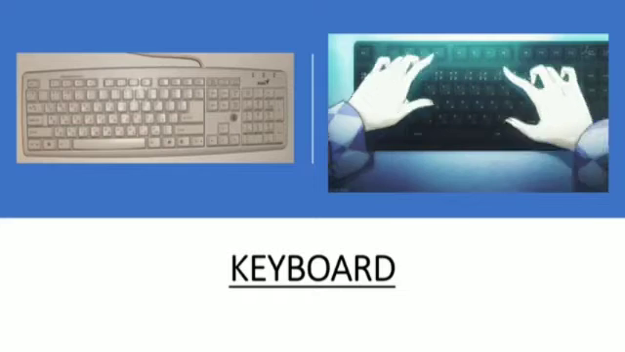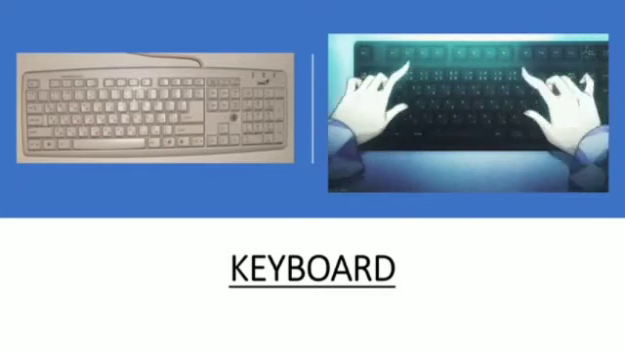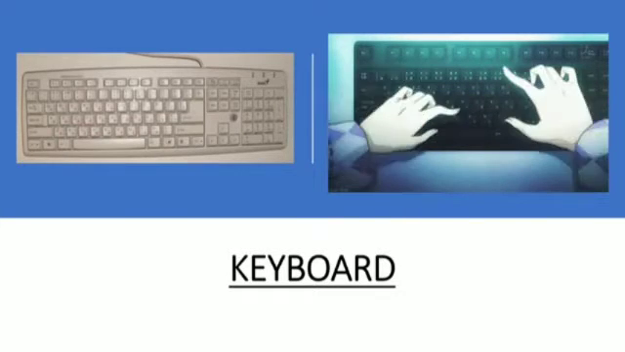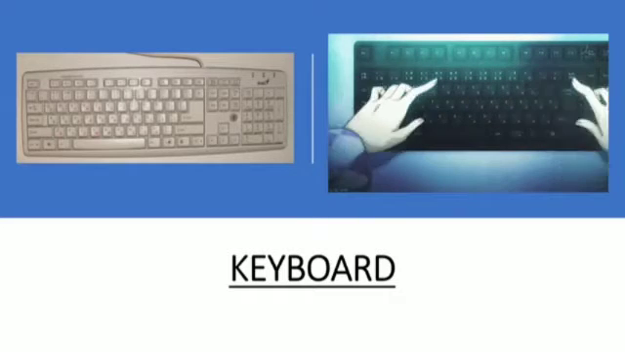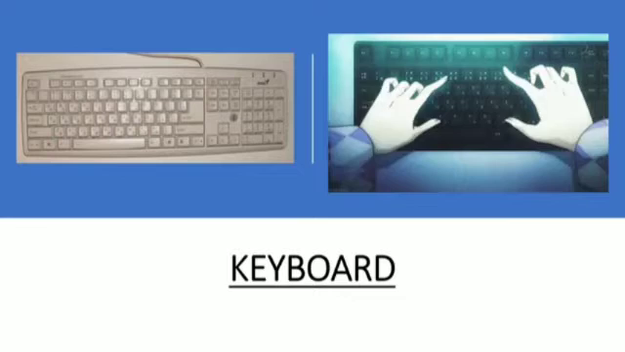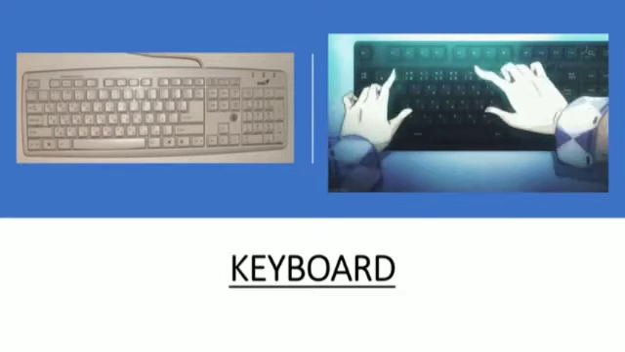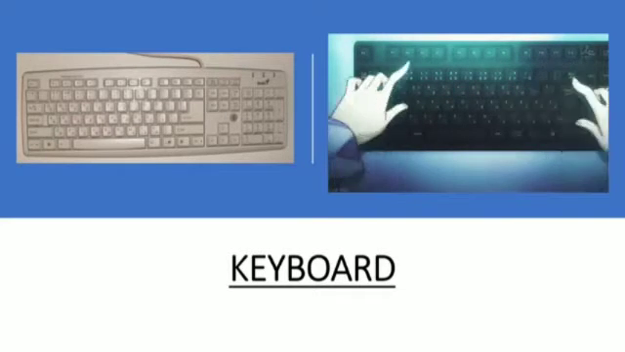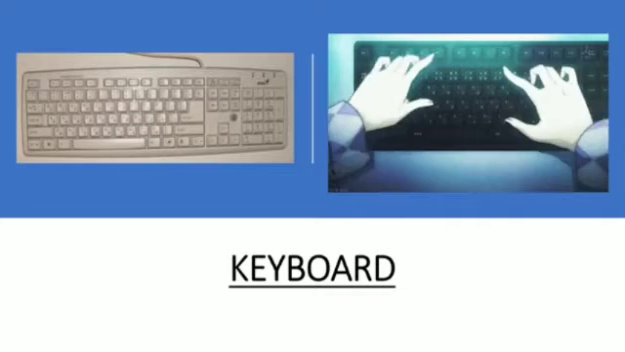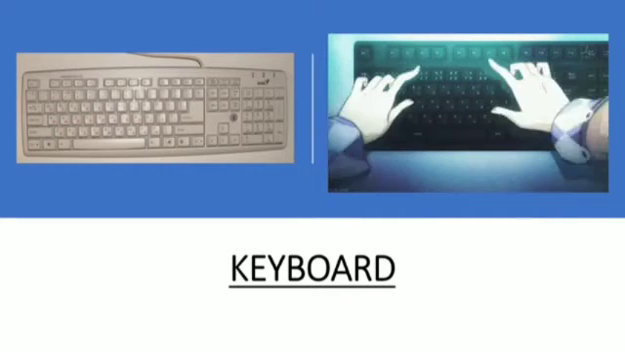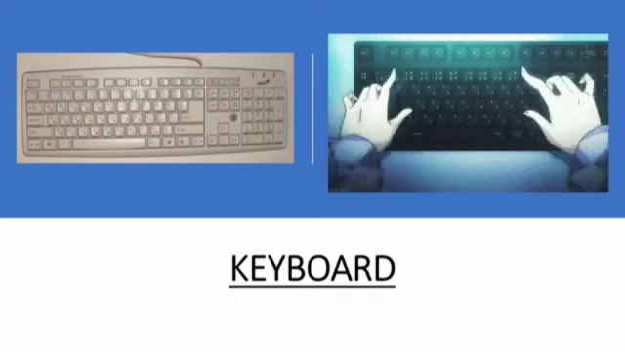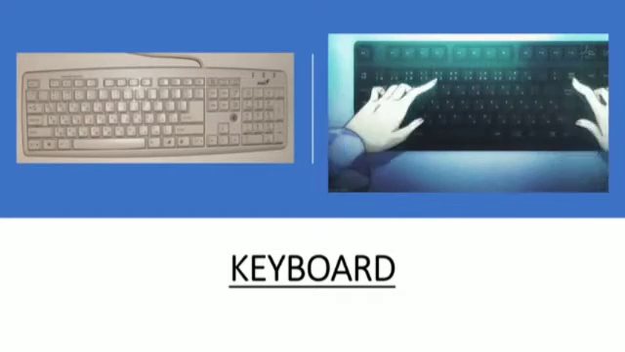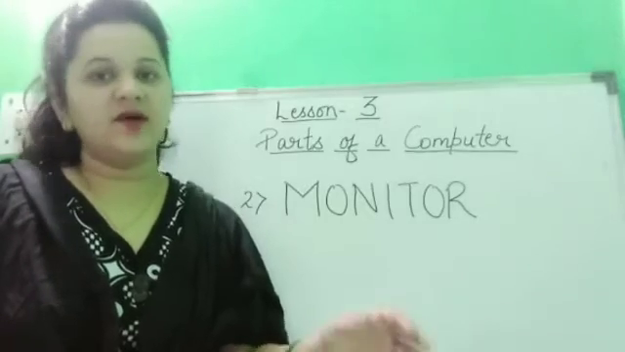Now children, look at this device. This is a keyboard. It is a kind of input device which is used to feed information into the computer system. This keyboard has many small buttons which are called keys. Each key has a number, letter, symbol or word written on it. You can type these words on the screen of the monitor using a keyboard. Children, that is all about the keyboard.